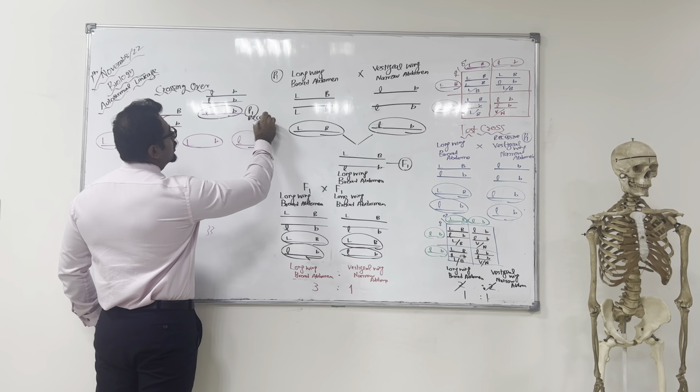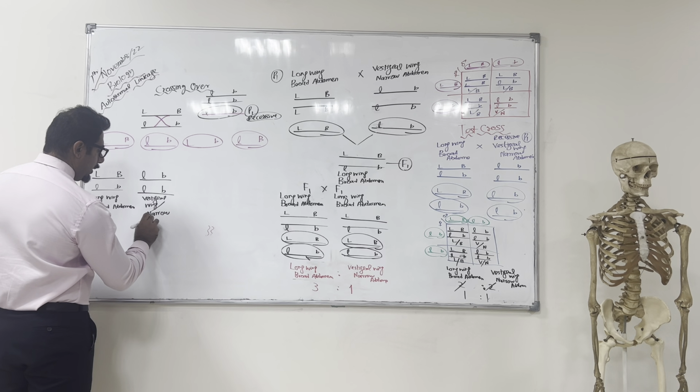Now please pay attention. If this one binds with this one, it will form capital L, capital B, small l, small b. What will be the phenotype here? Long wing and broad abdomen. If this crosses with this one, it will be small l, small b, small l, small b. It will be vestigial wing and narrow abdomen.